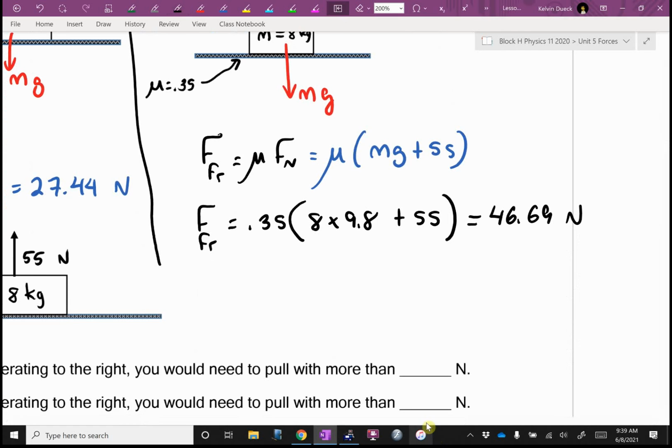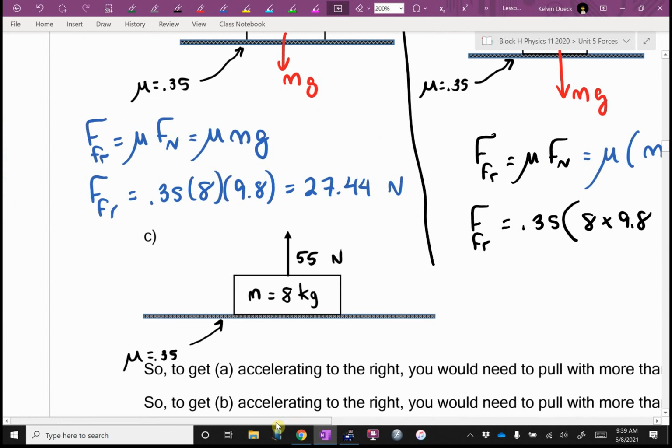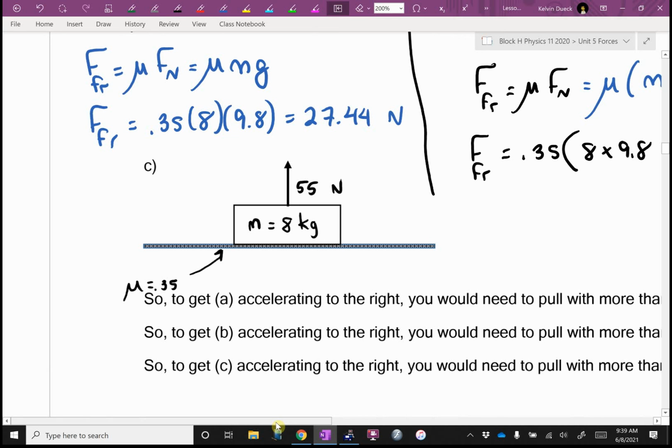C. Ooh. This is a job for... they still want me to find friction. I'll do a free body diagram. What are the forces acting on this? Get the obvious one.